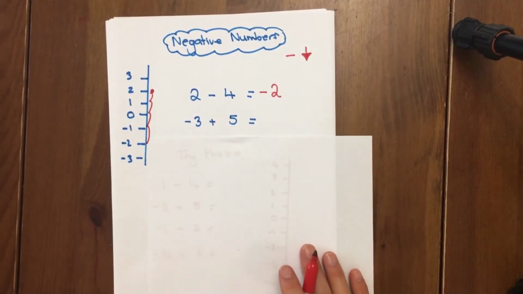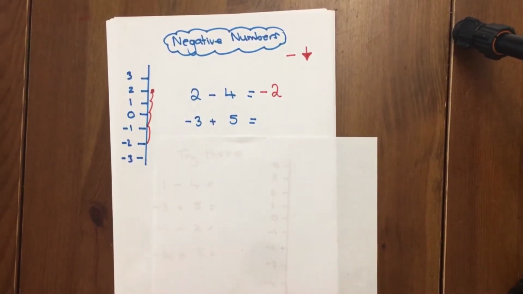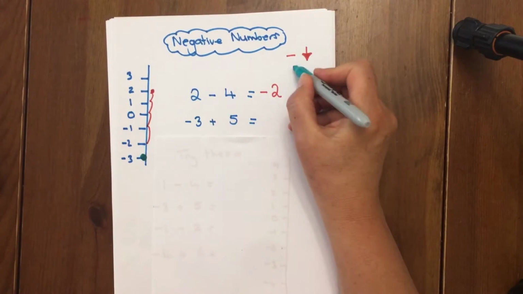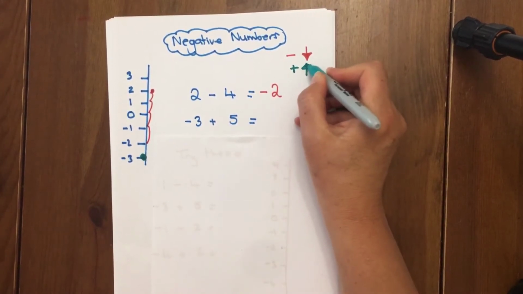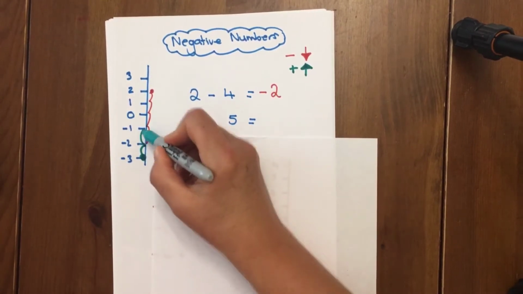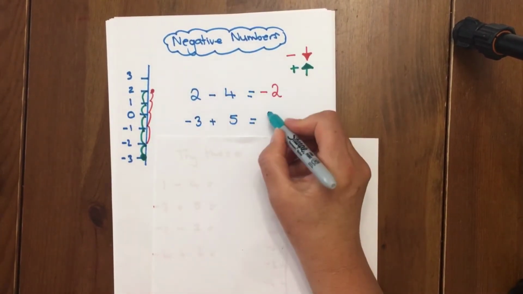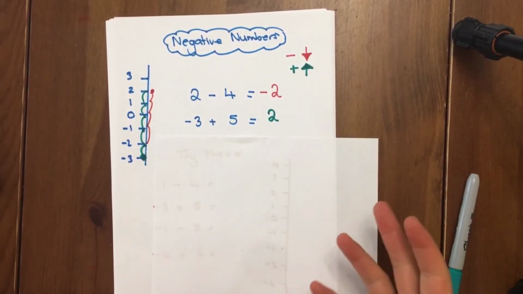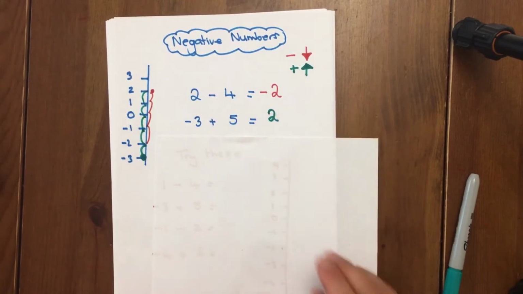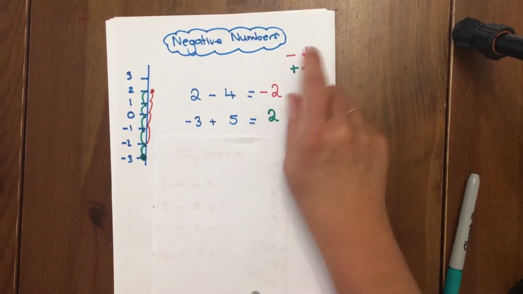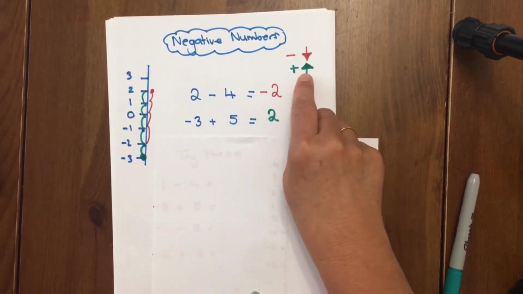Okay, this one means we start at -3. So we're going to start here, and plus means we go up the number line. So plus, we're going to go up 5. 1, 2, 3, 4, 5. So we'll end up at +2. I don't need to put plus in front of it because +2 means 2. 2 means +2. Right, so take away, down the number line, positive, up the number line.